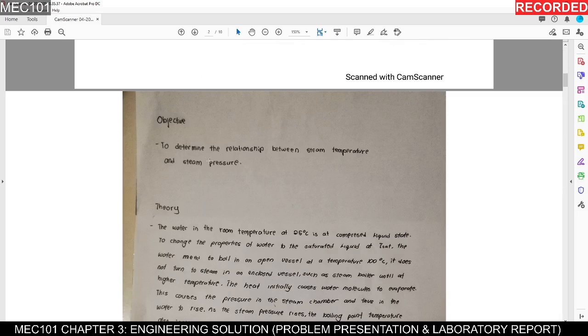Okay, so let's see our example here. The objective for this experiment is simple. It is to determine the relationship between steam temperature and steam pressure. Okay, just have to know the relationship between steam temperature and steam pressure. Okay, so this is MEC 291. You don't have to worry. You are going to take this course during your 4th semester after you have learned about the fluid mechanics and thermodynamics. Without any information or knowledge about this subject, you cannot do these experiments. Okay, that's why the experiments is the complement course to our core subjects.